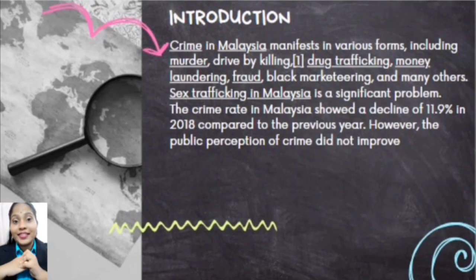Guys, do you know what crime is? Crime in Malaysia manifests in various forms including murder, drive-by killing, drug money laundering, fraud, black marketing, and many others. Sex trafficking in Malaysia is a significant problem. The crime rate in Malaysia showed a decline of 11.9% in 2018 compared to the previous year. However, the public perception of crime did not improve.